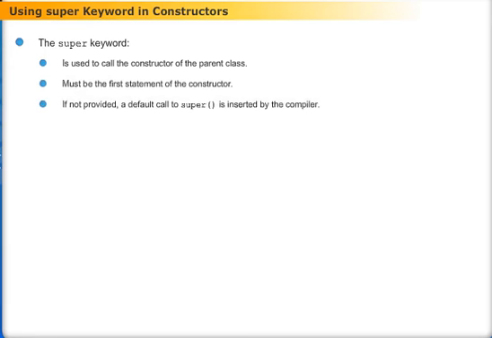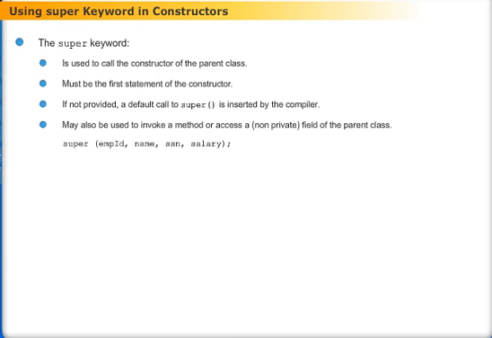To construct an instance of a subclass, it is often easiest to call the constructor of the parent class. You can call a parent's constructor using the super keyword. It must be the first statement of the constructor of the subclass. If it is not provided, a default call to super is inserted for you. The super keyword may also be used to invoke a parent's method or to access a parent's non-private field. In the previous example, the manager class declares its own constructor and calls the constructor of the parent class, using the super keyword as shown here.